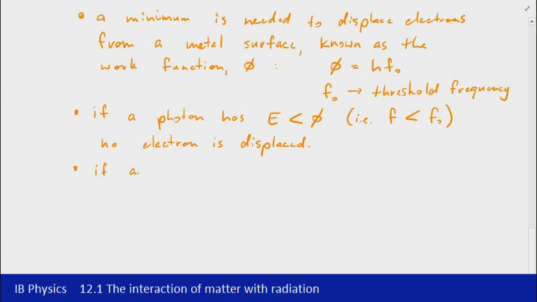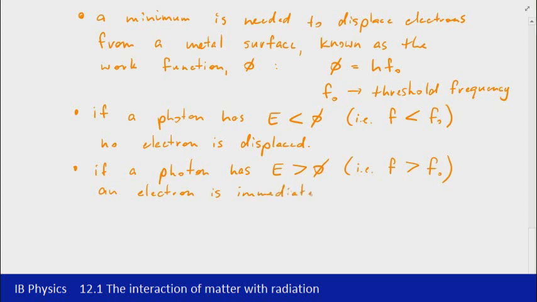Conversely, if a photon has more energy than the work function, so if E is greater than the work function, or in terms of frequency, f being greater than the threshold frequency, an electron is displaced, and it will be immediately displaced. It's not like it takes a while for the electron to get up enough energy. The electron is immediately displaced. We'll come back to that idea a bit later. And the excess energy of the photon can be transferred to the kinetic energy of the electron.